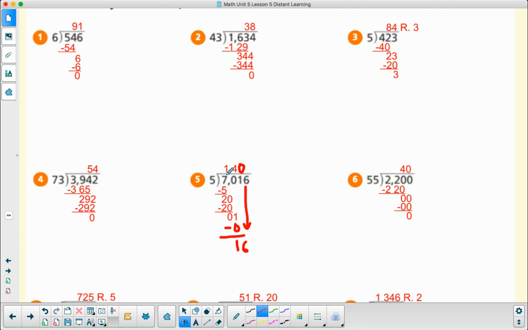16 divided by 5, there are 3 5s in 16. 3 groups of 5 are 15. And I have 1 remaining. So I can come up here and try to write an R. And my whole number 1 is my remainder. So that completes that one. You can take a look at the work for all the others.